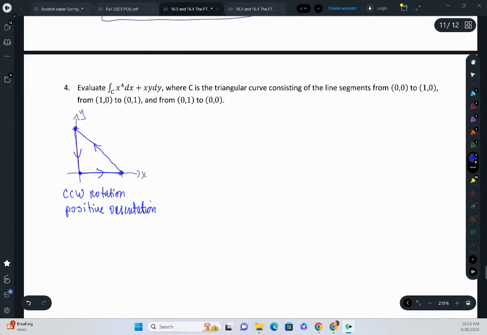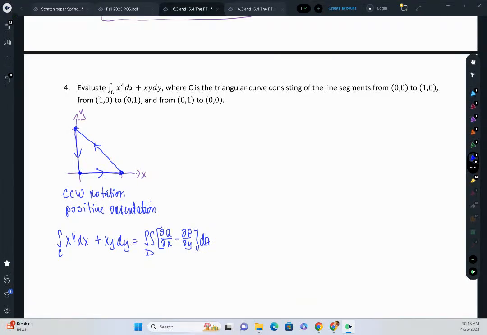And what that means is that we should be able to take this line integral over C of x to the fourth dx plus xy dy, and instead plug it into a double integral over D of ∂Q/∂x minus ∂P/∂y dA. That just means we have to figure out all the parts, right? We need our bounds for our integrals, and then we need our integrand. So I'm going to go to our picture first and come up with the equation of that line.